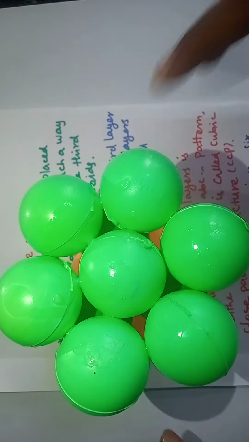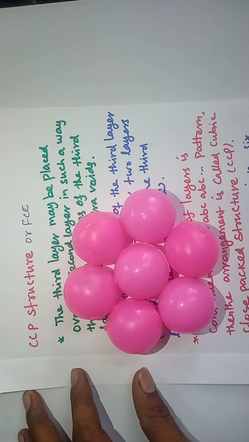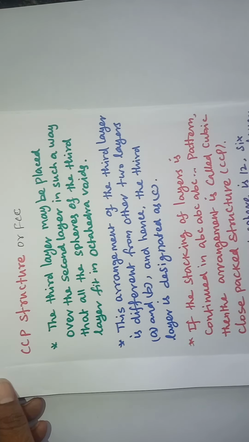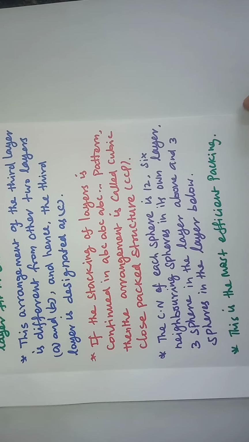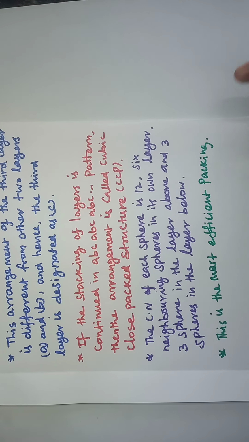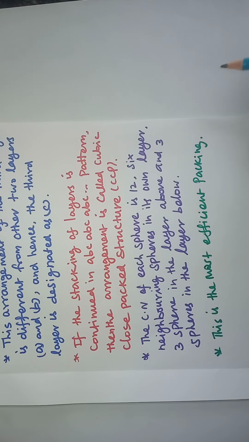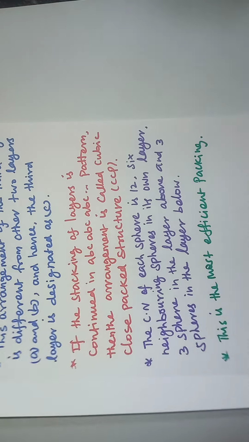The coordination number of both HCP and CCP is 12. That is 6 spheres in its own layer, 3 in the layer above, and 3 in the layer below. HCP and CCP are the most efficient packing.